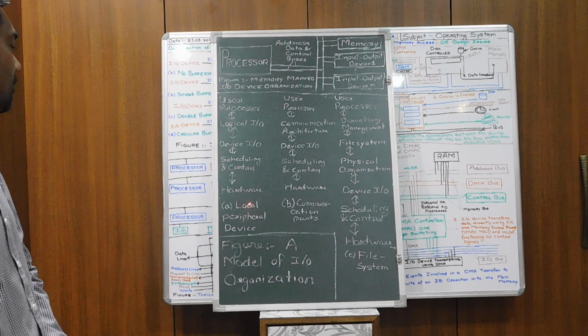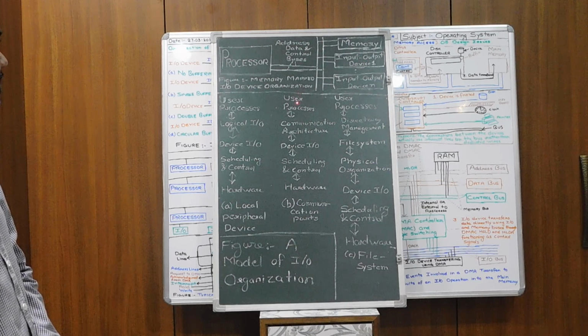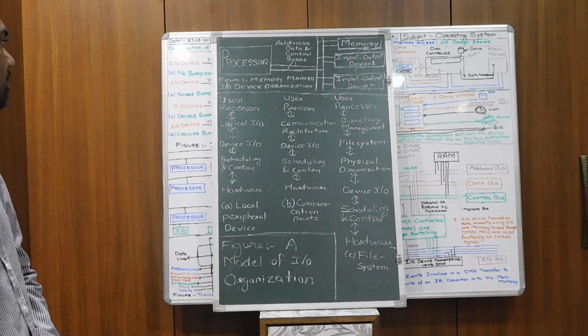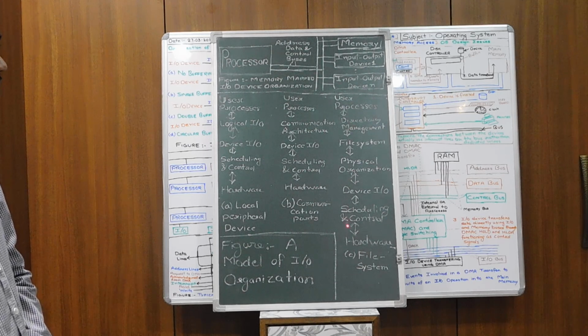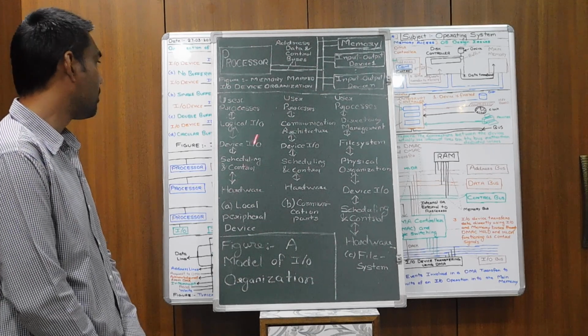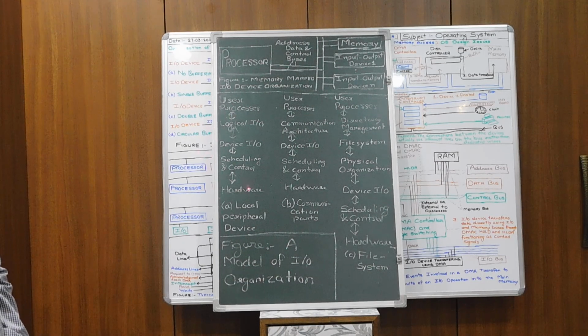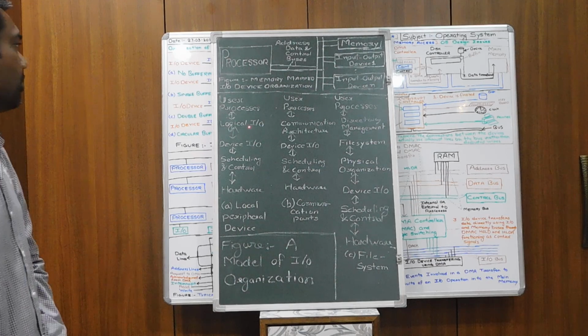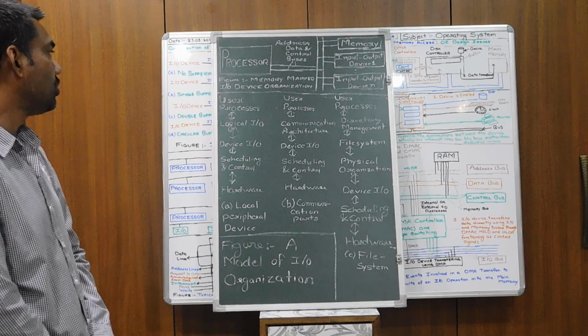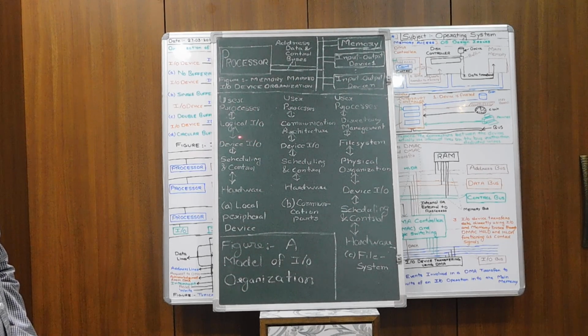A local peripheral device is going to have an organization of this sort. A communication device is going to have an organization of this sort. A file system is going to have an organization of this sort. Discussing each of these organizations separately, first the local peripheral device. In the first layer we have user processes, in the second layer logical IO, in the third layer device IO, in the fourth layer scheduling and control, and in the fifth layer hardware.